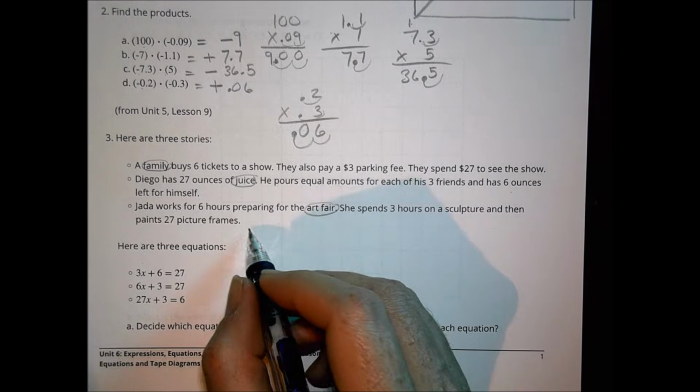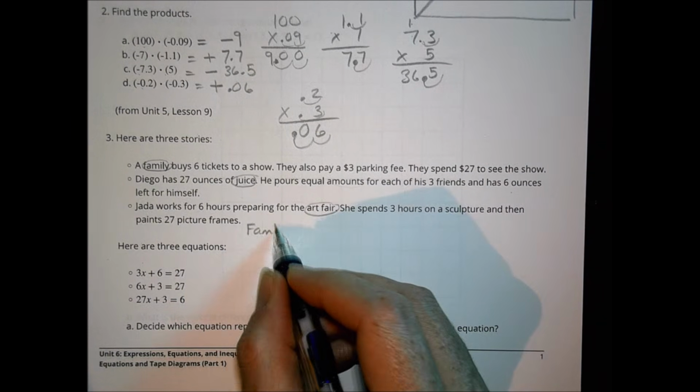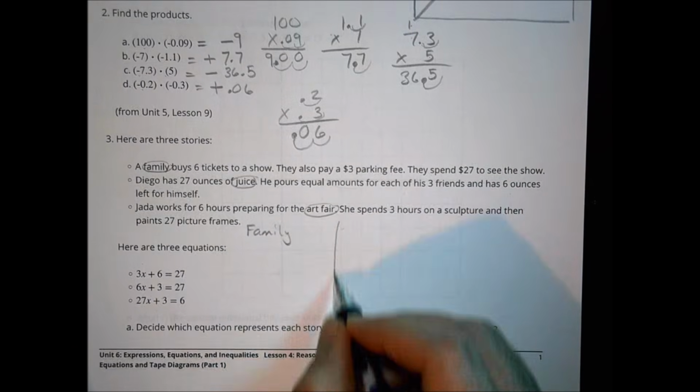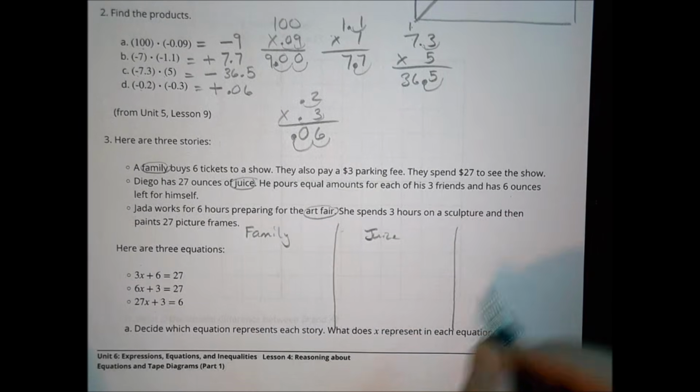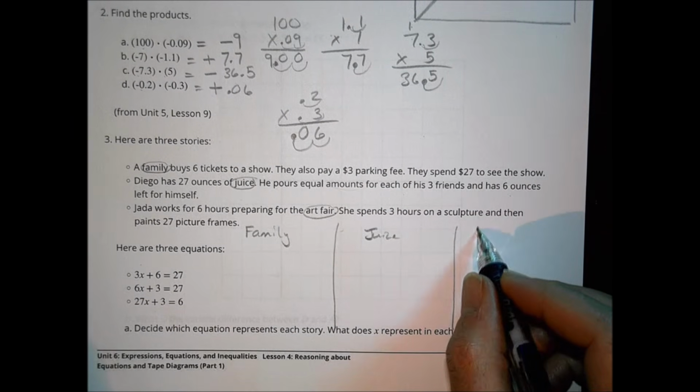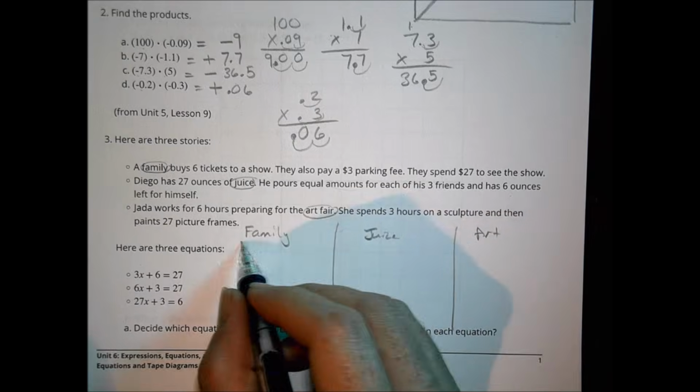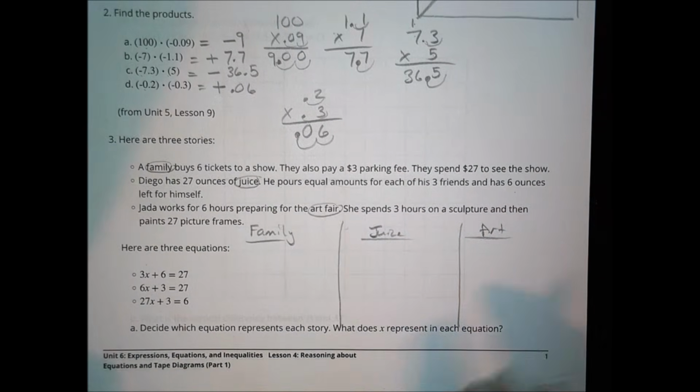So let's break this up into 3 sections. We have the family story, we have the juice story, and we have the art fair, the art story. Those are our 3 stories. So I want to put each equation with one of these.